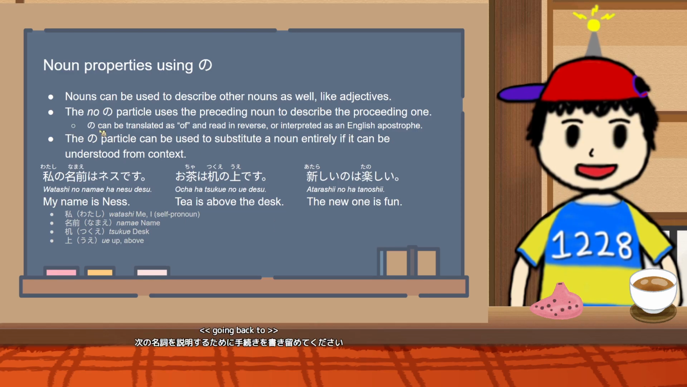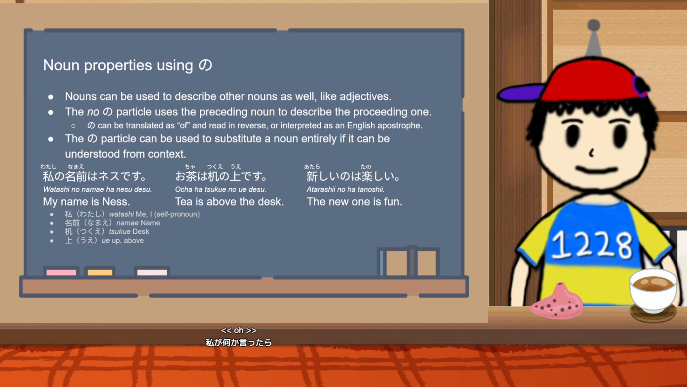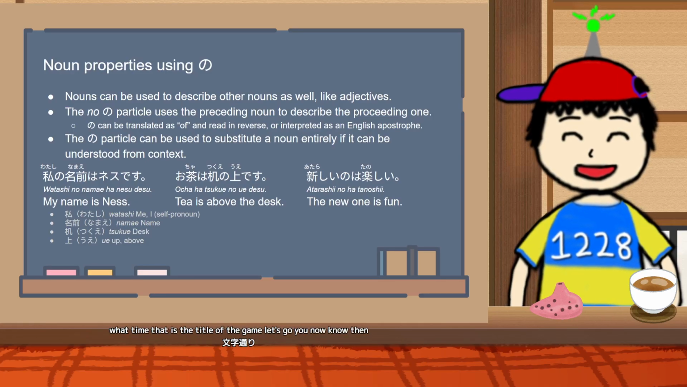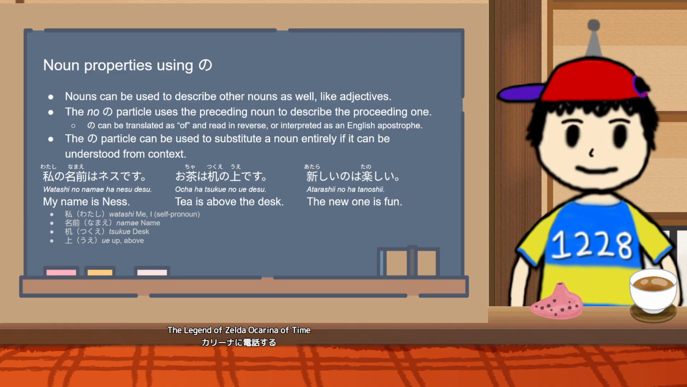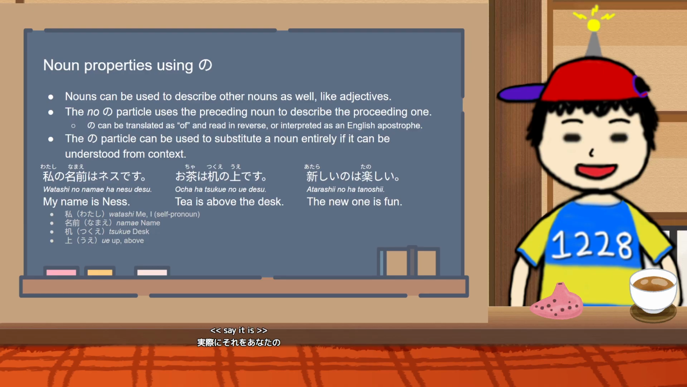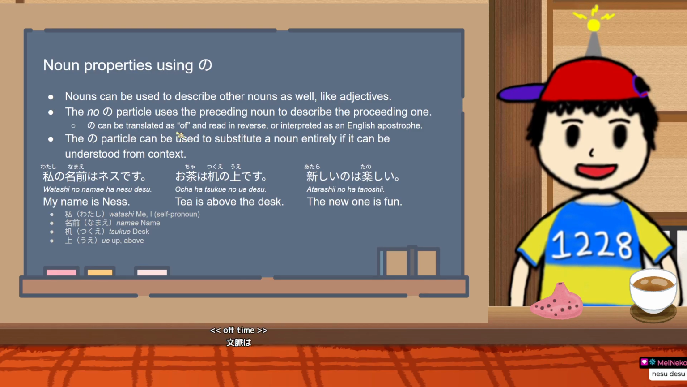And going back to Yoda speak, no can be translated as the word of and read in reverse, but I don't have an example of that written, so I'm gonna try to come up with one right now. If I say something like, oh, here's one. Watashi no ocarina. My ocarina. Or ocarina of mine. Toki no ocarina. Literally, ocarina of time. That is the title of the game. Let's go. You now know Zelda no Densetsu, Toki no Ocarina. The Legend of Zelda, Ocarina of Time. You can actually use that as your example when remembering the no particle and how it's used. While yes, you could say it is time's ocarina, like the ocarina belongs to time, in this context, it's the ocarina of time, which is how it's of read in reverse.